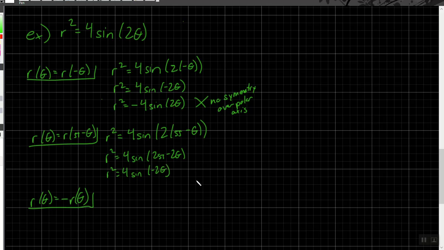Do I have symmetry over r equals pi halves? No. So no symmetry.